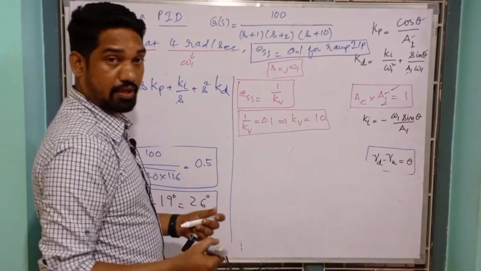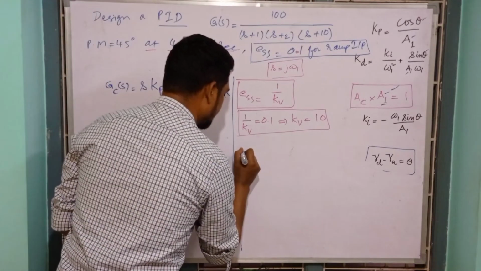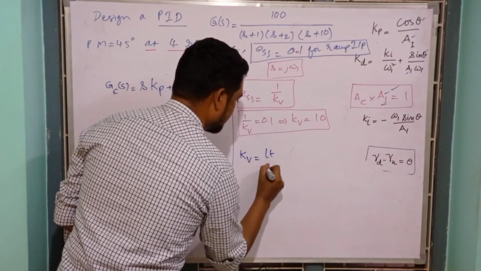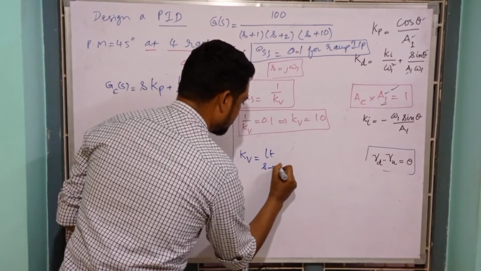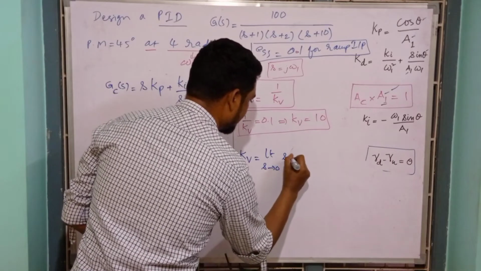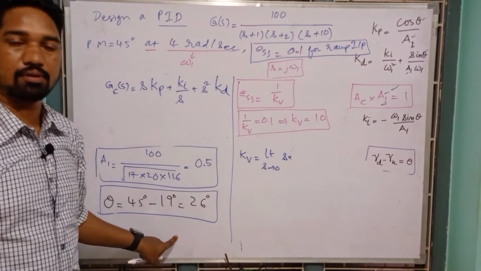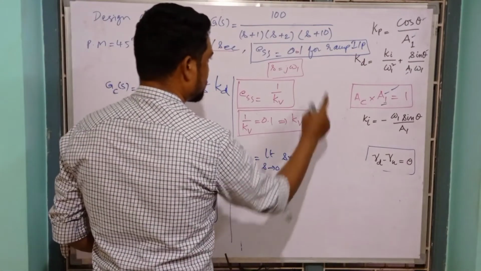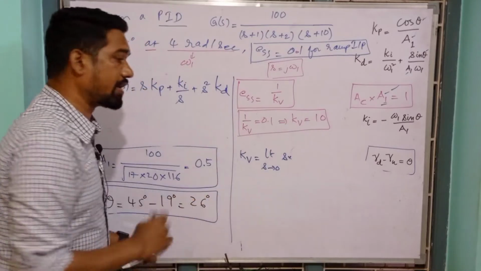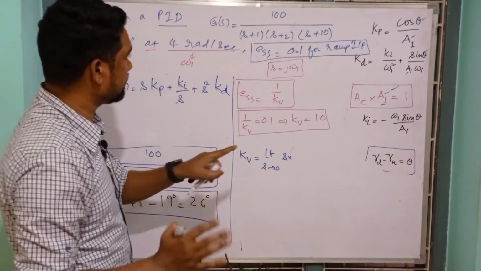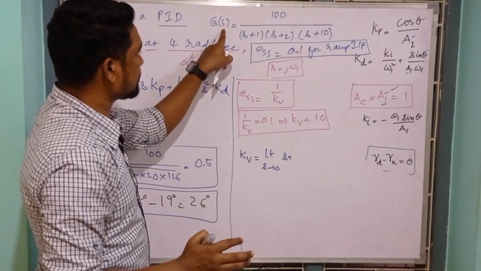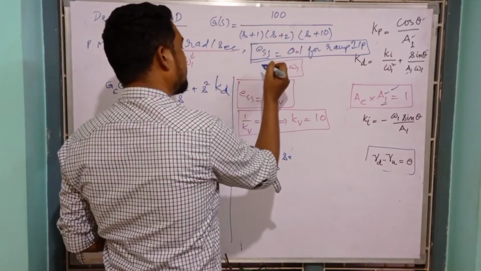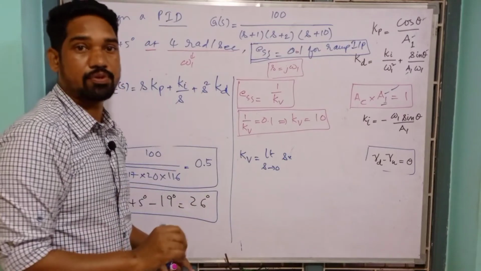Now what is the expression for kV for a ramp input? kV is given as limit s tends to 0 of s into, guys, now hold on, what value comes over here? This should be met after providing the compensation, not simply for the open loop transfer function without compensation. This steady state error is to be satisfied after the compensation is provided.